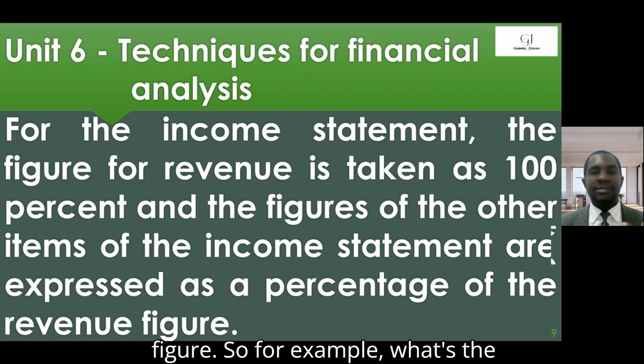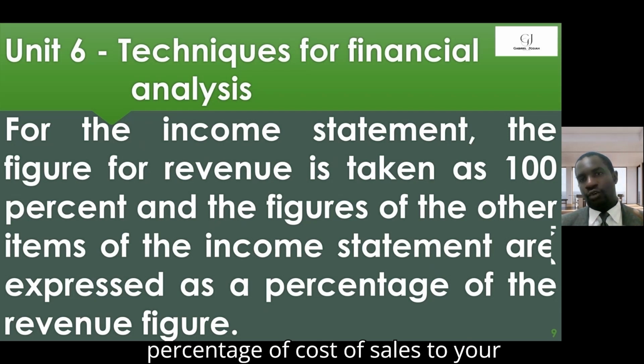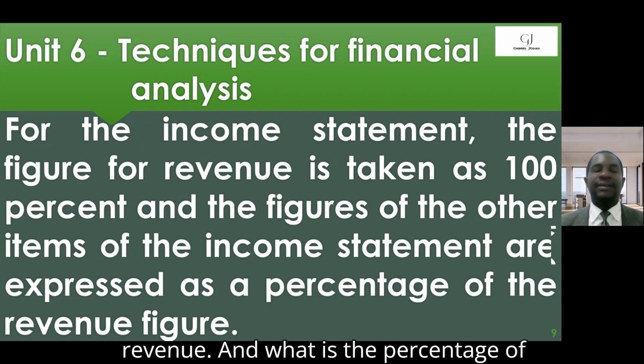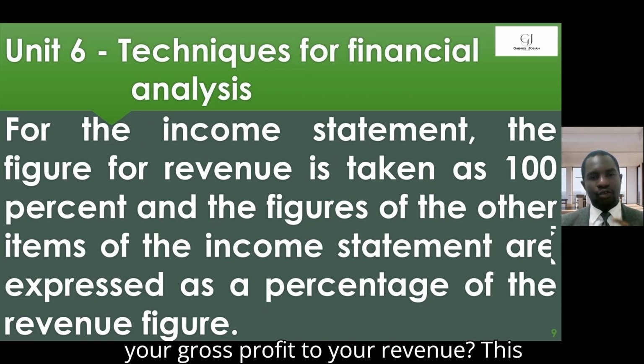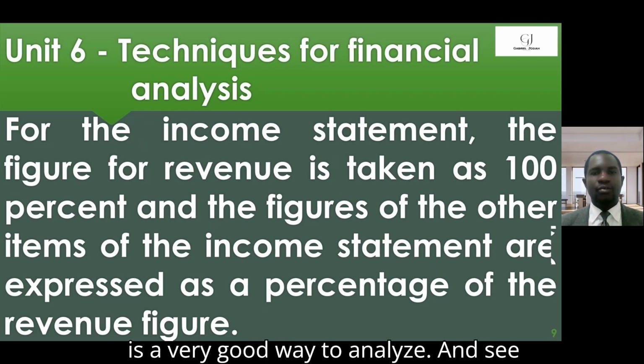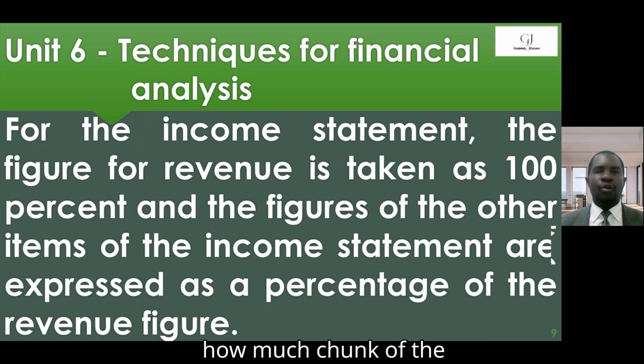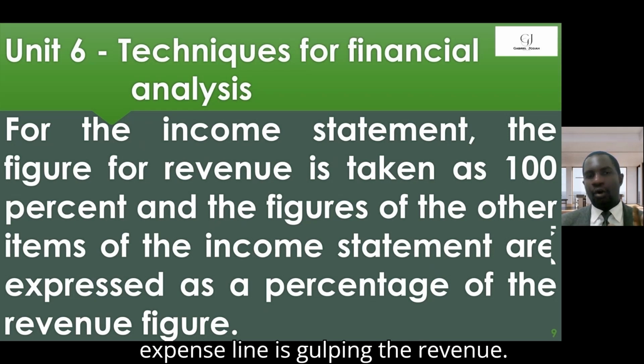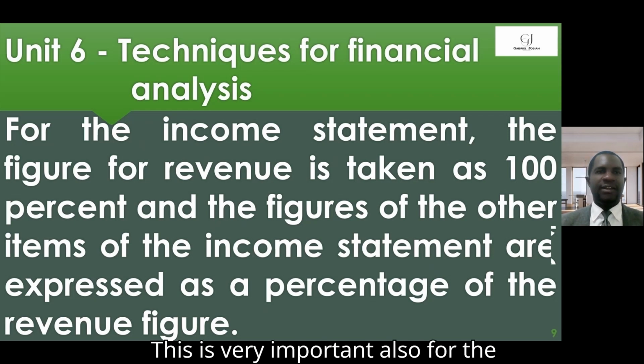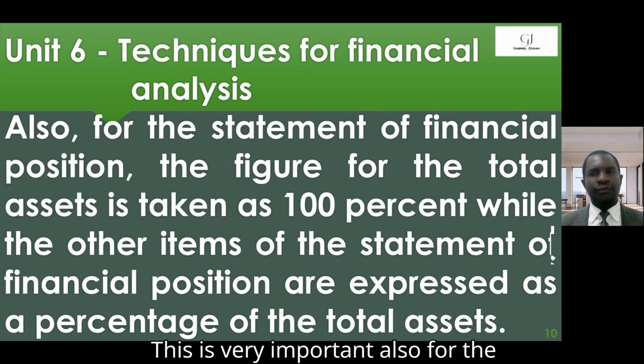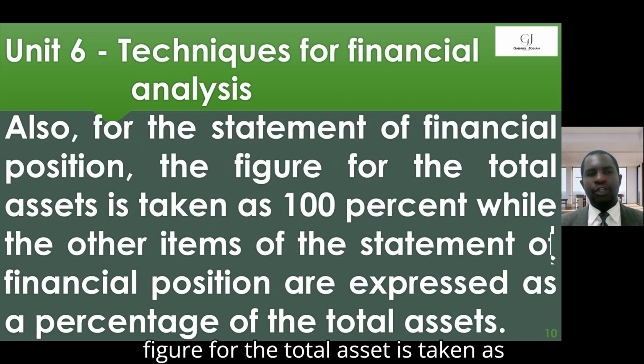The figures of other items of the income statement are expressed as a percentage of the revenue figure. So, for example, what's the percentage of cost of sales to your revenue, and what is the percentage of your gross profit to your revenue? This is a very good way to analyze and see how much chunk of the expense line goes up in the revenue. This is very important. Also, for the statement of financial position, the figure for the total asset is taken as 100%.